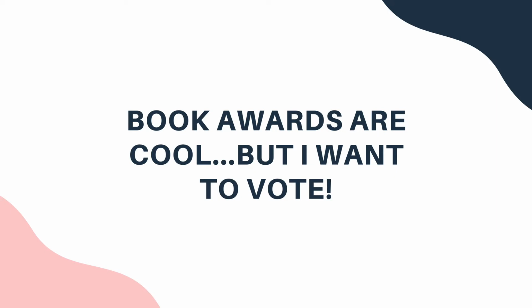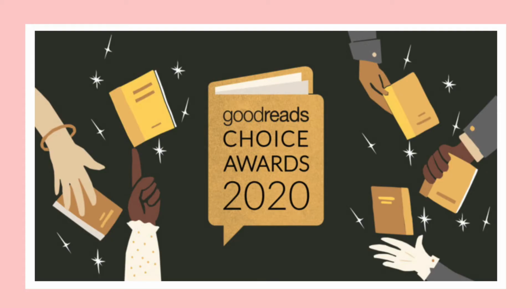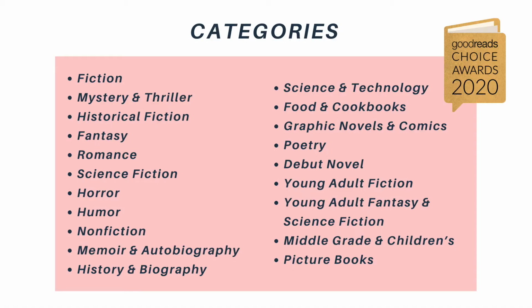Now I know what you're thinking, yeah, book awards are cool, but I want to vote for my favorite books this year. Well, you can. Every year, the online book community Goodreads hosts their Goodreads Choice Awards. The Goodreads Choice Awards is a yearly award program, first launched on Goodreads in 2009, where users get to vote for their favorite books of the year in 20 different categories, including romance, science fiction, poetry, humor, and more.